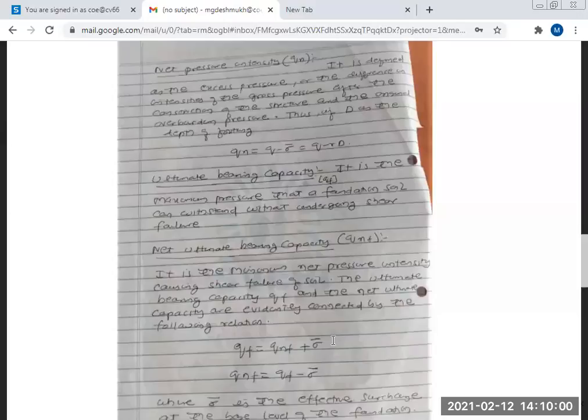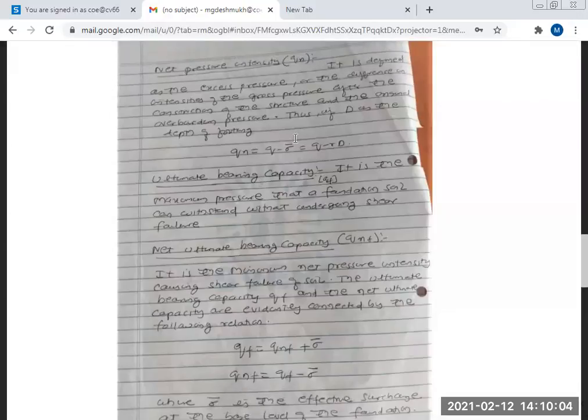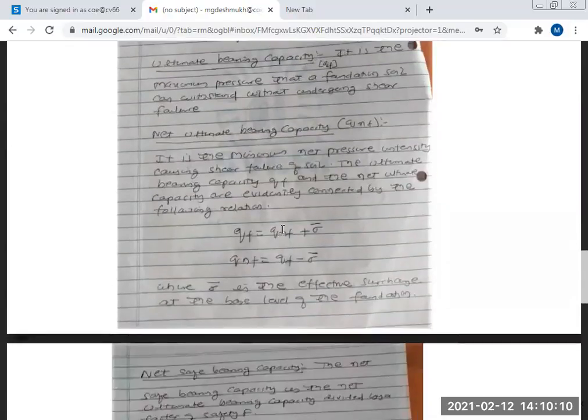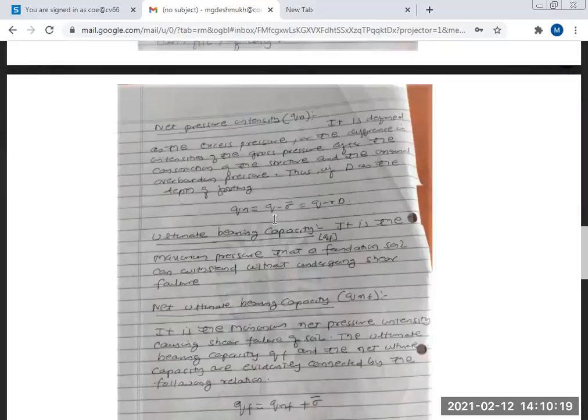And how these are related? Just like gross pressure intensity and net pressure intensity. Gross pressure intensity और net pressure intensity कैसा related थे? qn is equal to q minus sigma bar. So same thing here. यहाँ पर भी qnf is equal to qf minus sigma bar. Means जैसा net pressure intensity is equal to gross pressure intensity minus sigma bar, and sigma bar is gamma d अर्थ फिल का. सो qn is equal to q minus gamma d है.